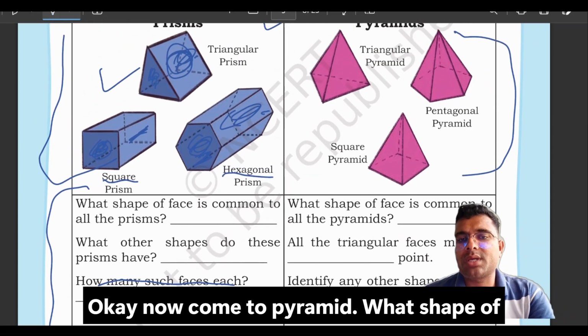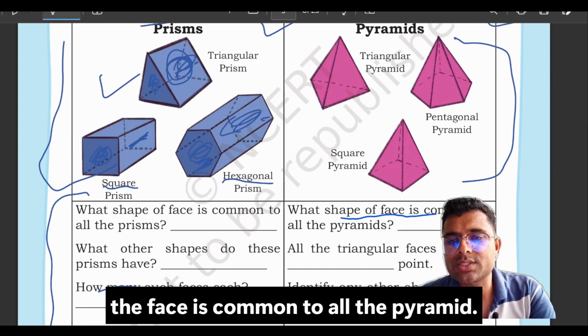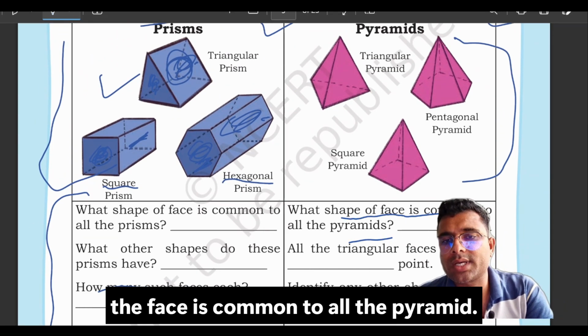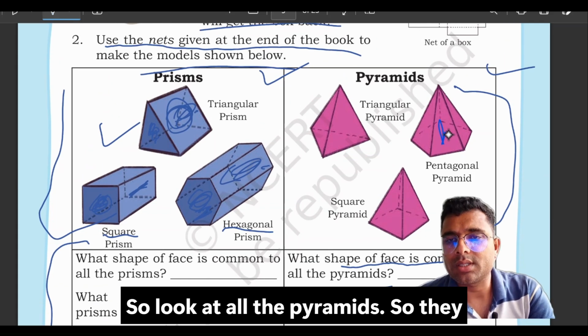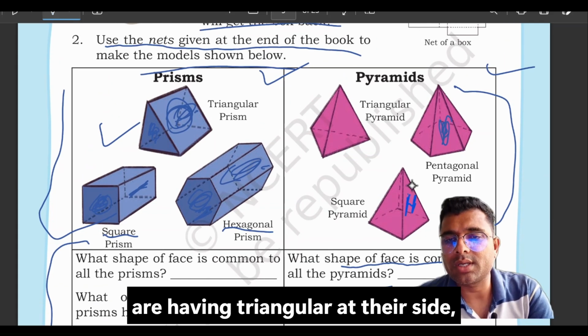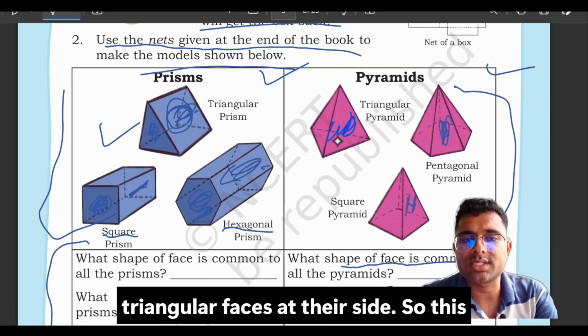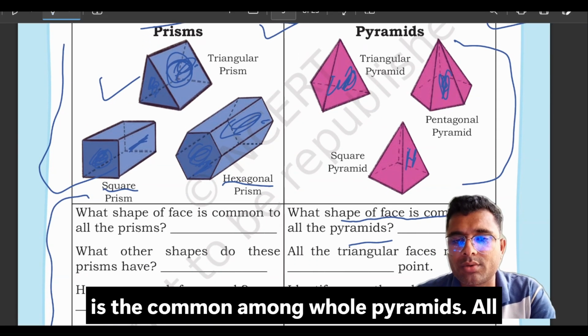Now come to pyramids. What shape of face is common to all the pyramids? Look at all the pyramids. They have triangular faces at their sides. So this is common among all pyramids.